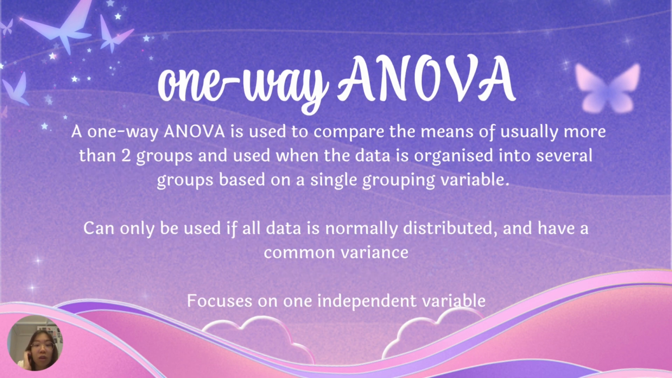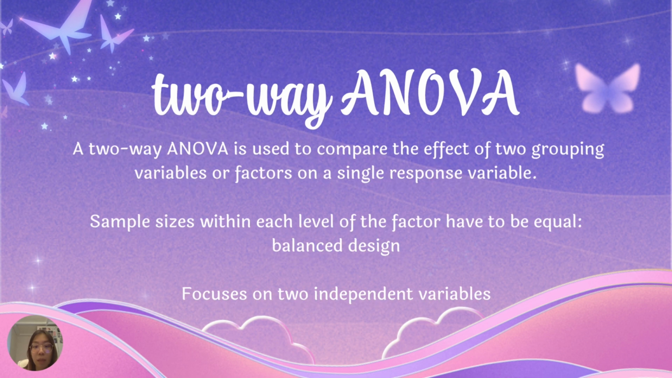There are two types of ANOVA, a one-way ANOVA and a two-way ANOVA. A one-way ANOVA is used to compare the means of usually more than two groups and is used when the data is organized into several groups based on a single grouping variable. It can only be used if all the data is normally distributed and has common variance, and it focuses on one independent variable. A two-way ANOVA is used to compare the effect of two grouping variables or factors on a single response variable. Sample sizes within each level of the factor have to be equal, which equals a balanced design, and it focuses on two independent variables instead of one.